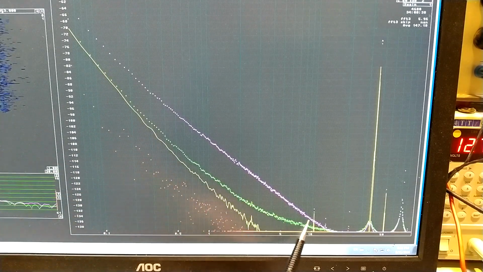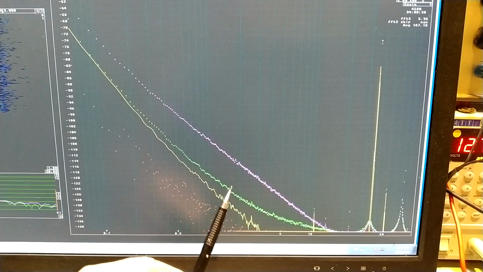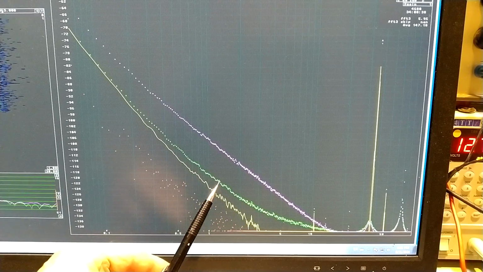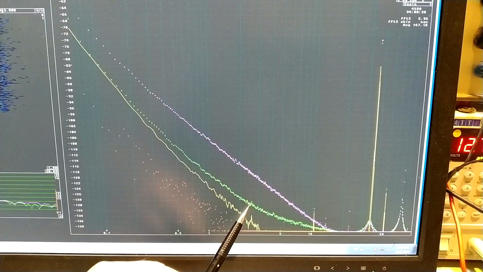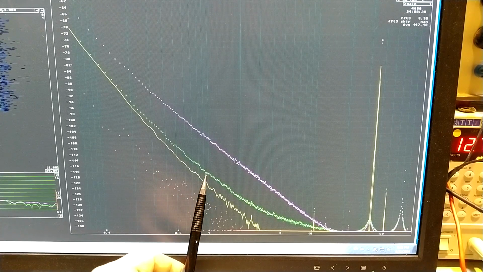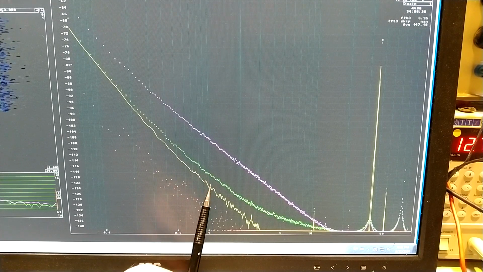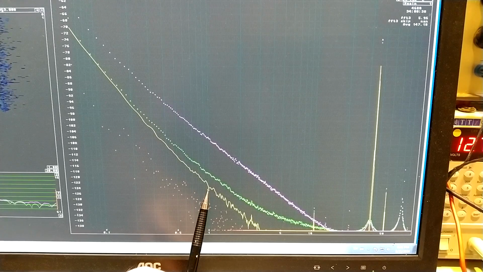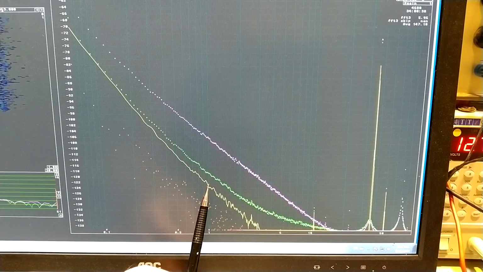Here the green curve bends, and I don't know the reason, whether it is the oscillator or whether it is something related to the hardware. The level where this happens at 1 Hz offset is minus 118 dBc per Hz, while the oscillator is close to minus 124, well, maybe 123 would be correct to say.